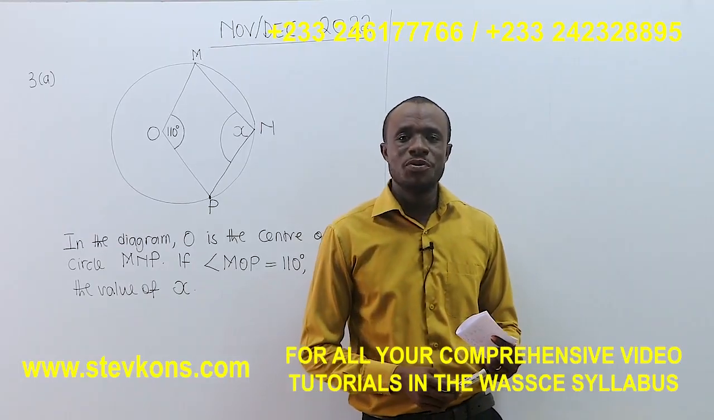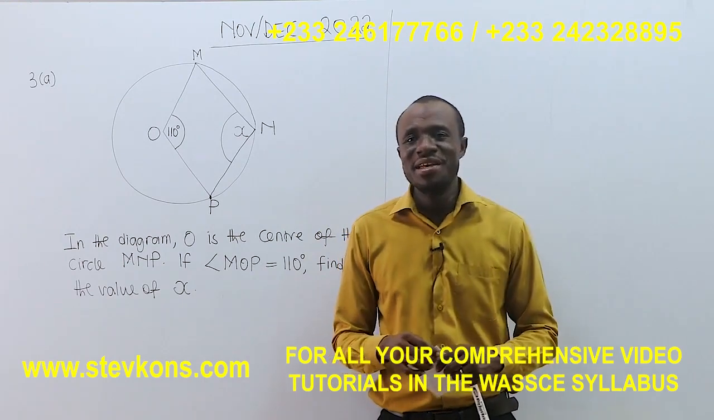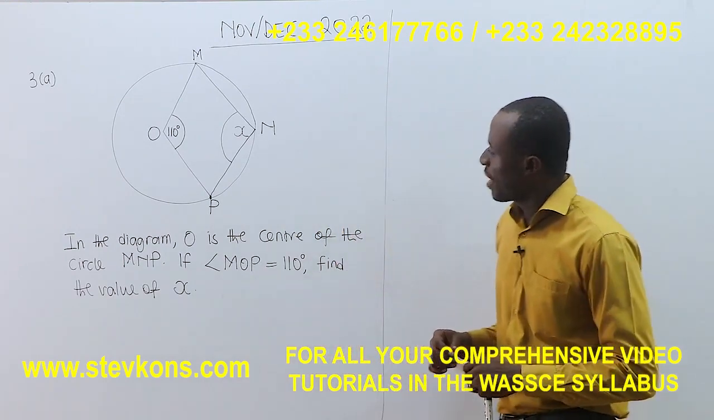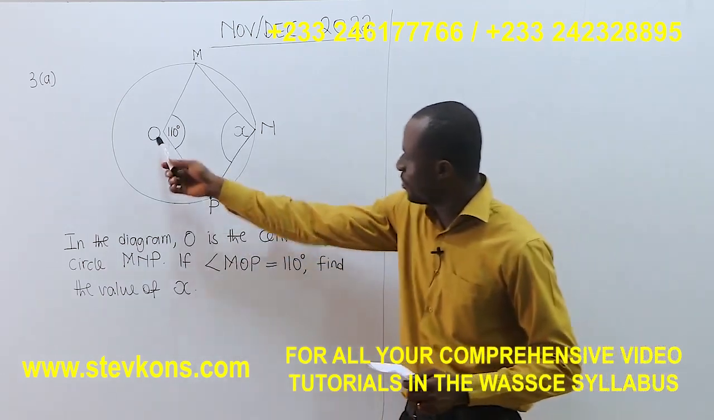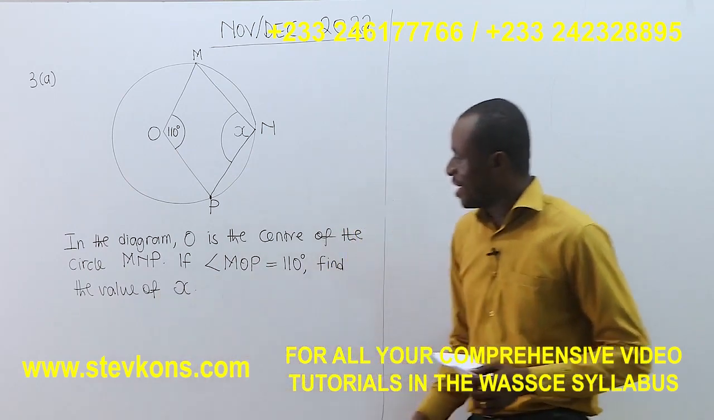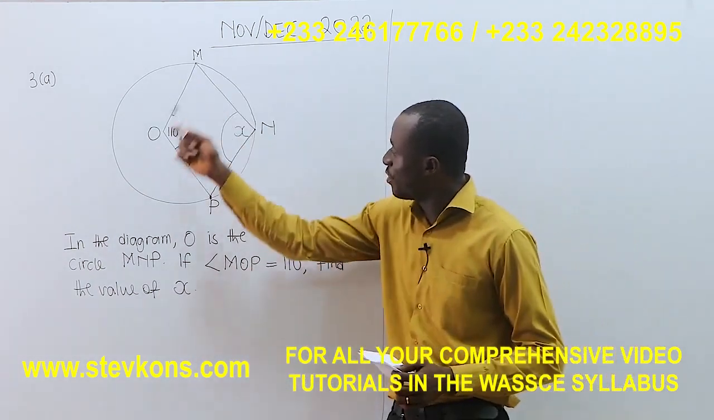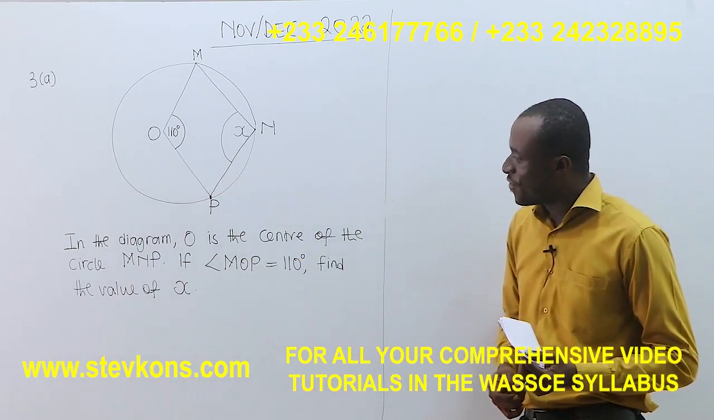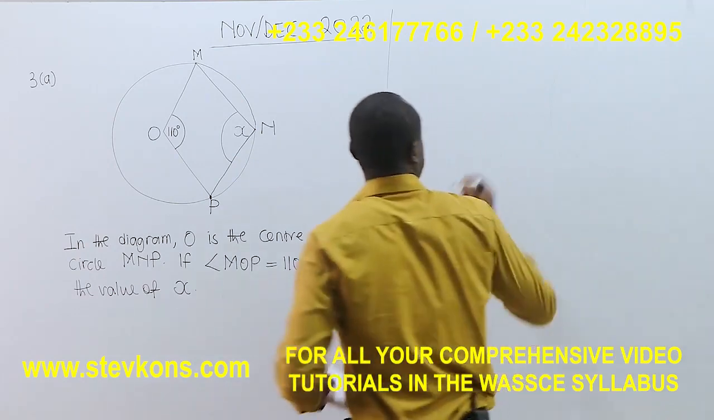Nov/Dec 2022, question number 3A. That's a very, very easy question. Now, in the diagram, O is the center. So we have been told that O is the center of the circle M and P. Now, if angle MOP is equal to 110, find the value of X. We want to find the value of X over here.